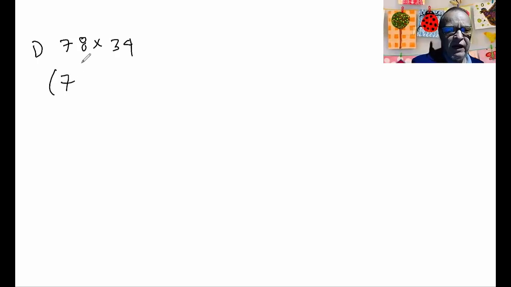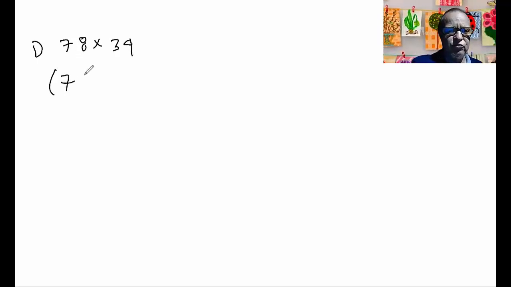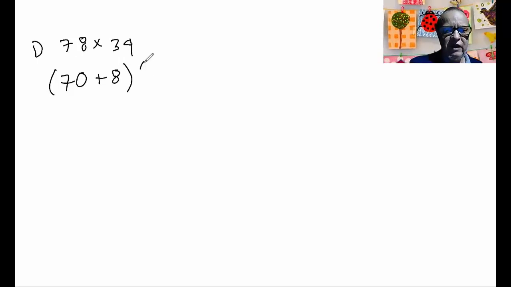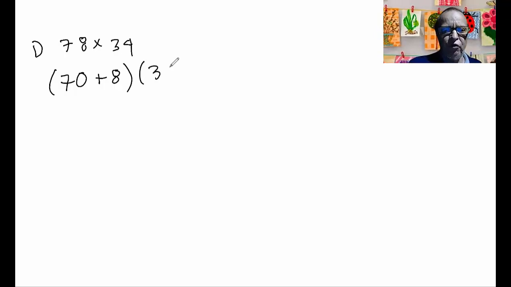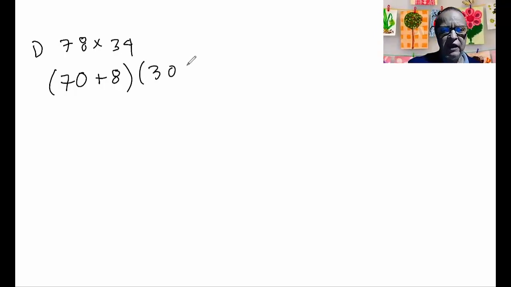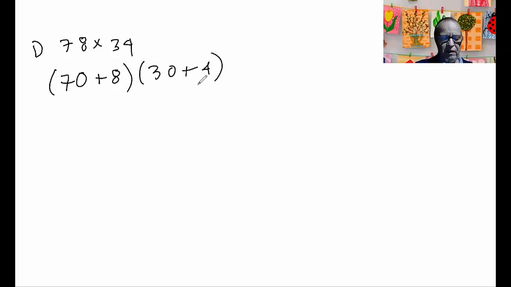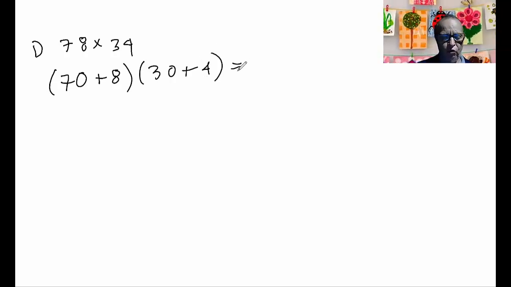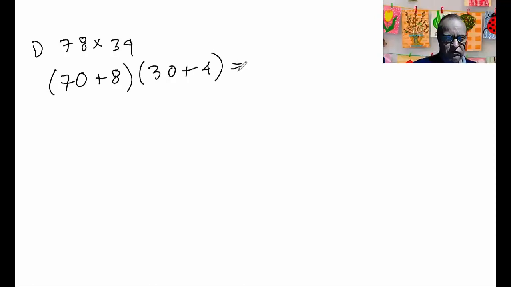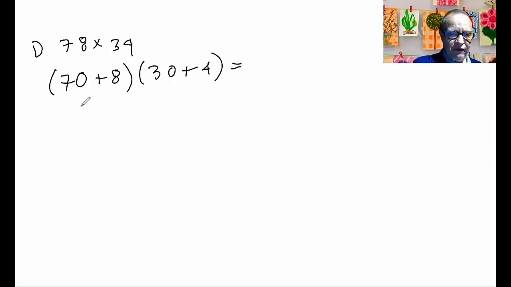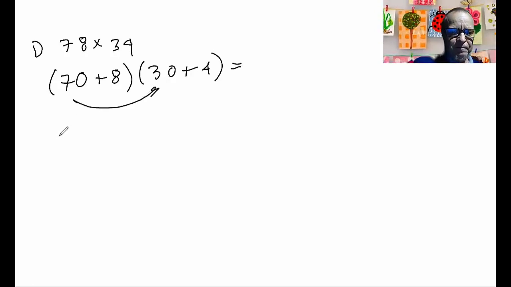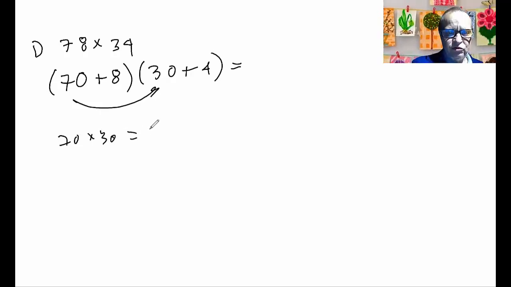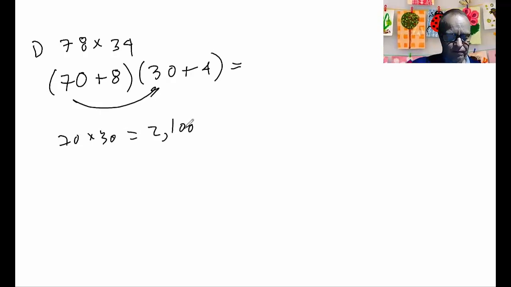we have to break down 78 into its tens and its ones in this case, and similarly for 34 into its tens place and ones place. Then what we do is we use our distributive law or FOIL to multiply it through. So 70 times 30 is equal to 2,100.